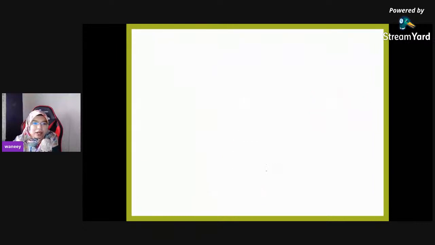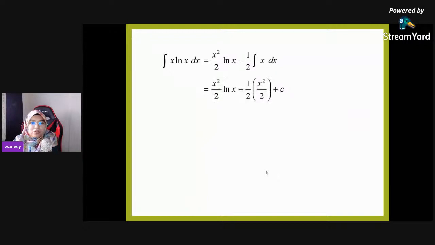So it will become x squared over 2 ln x minus 1 over 2 times x squared over 2, plus C. So this is x squared over 2 ln x minus x squared over 4 plus C.